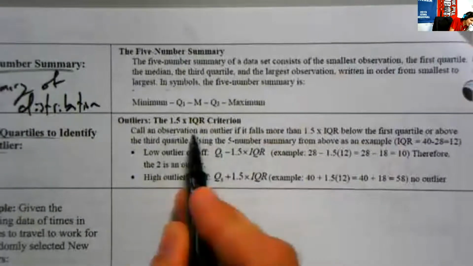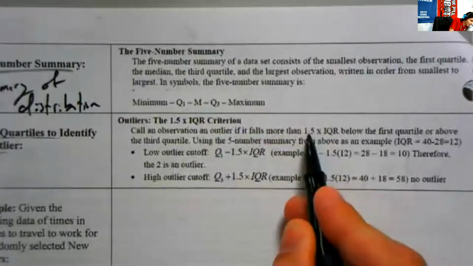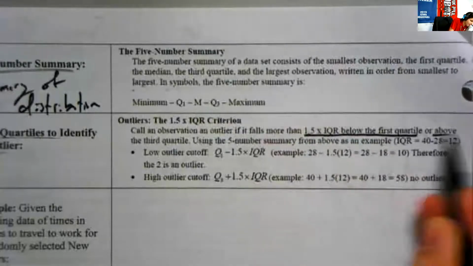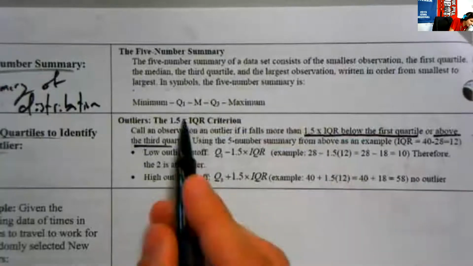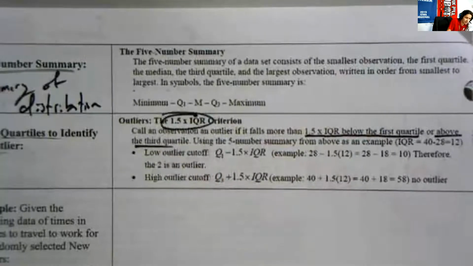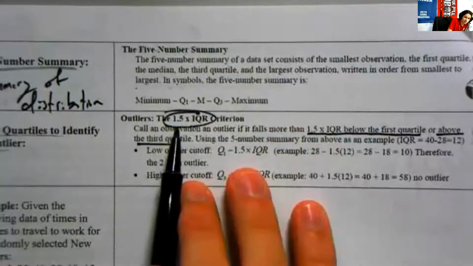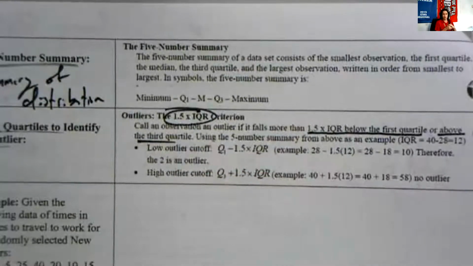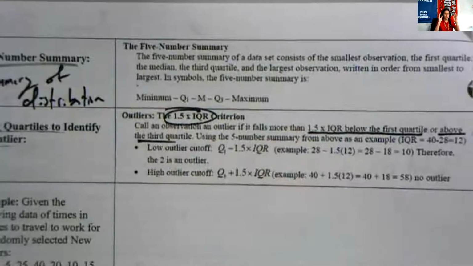Call an observation an outlier if it falls more than 1.5 IQR below the first quartile or above the third quartile. So this is called the 1.5 IQR rule. 1.5 times how spread out the middle 50% is. What's the IQR? How far it is from the first quartile to the third quartile. So we're saying anything that is more than 1.5 of those away in either direction, beyond that is an outlier.